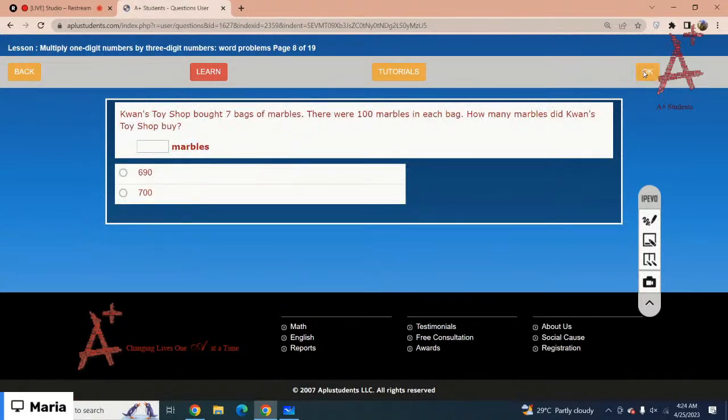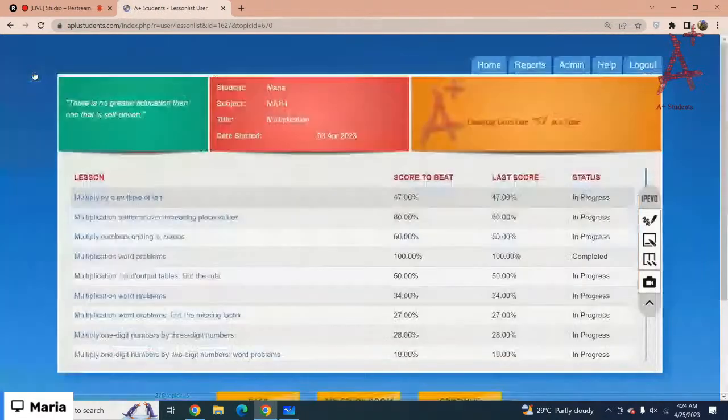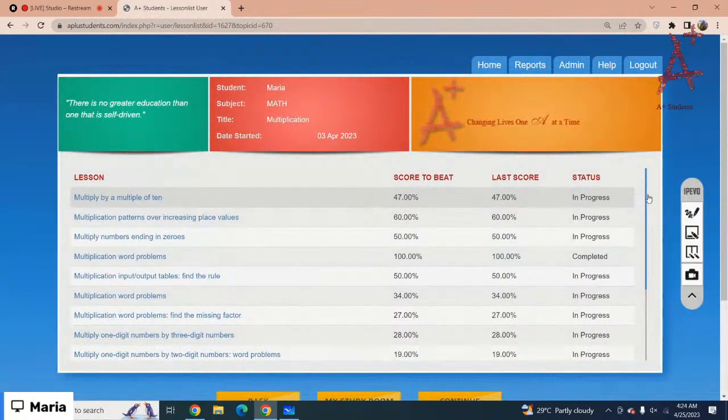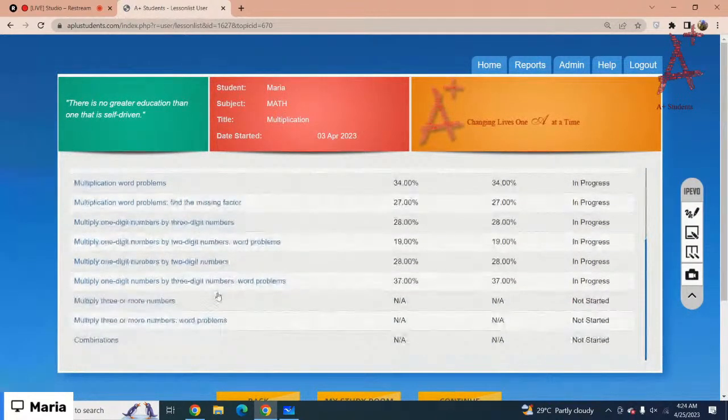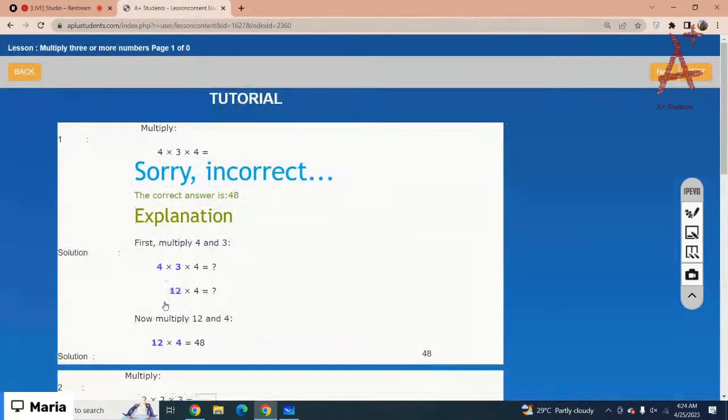Okay, you can complete the test by yourself later today. You can just move on to the next lesson. Okay, the next lesson is multiply three or more numbers. So what we have to do if we have more than two numbers to multiply. Let's just start with the first example. That would be 4 times 3 times 4.